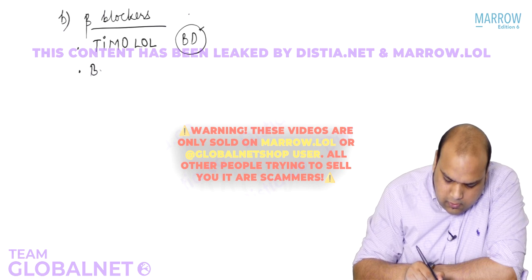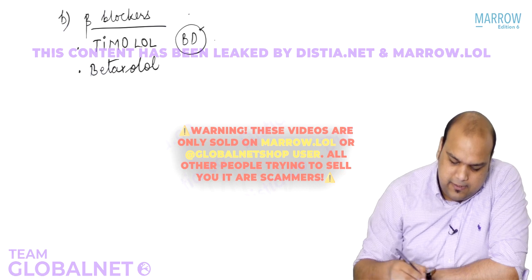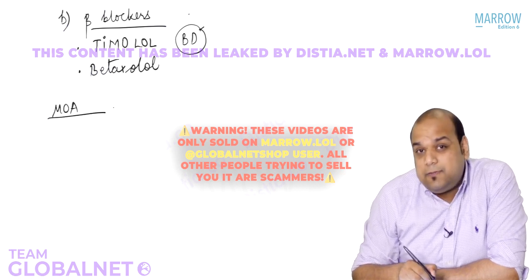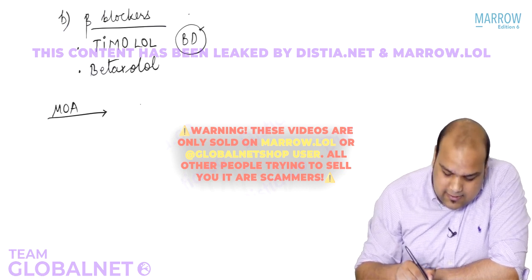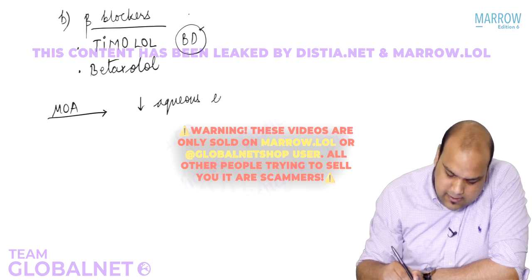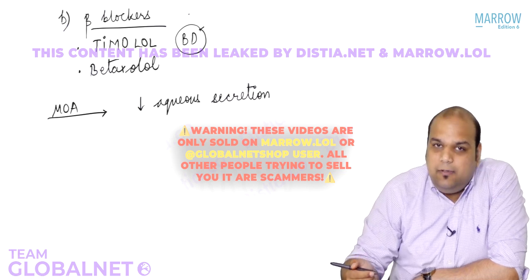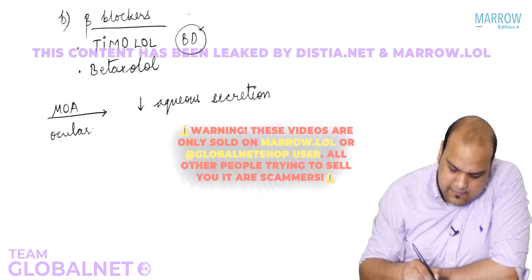Also, commonly or rather uncommonly, I can say, used is betaxolol. Okay? What is the mechanism of action for both of these? Beta blockers, everybody. Beta blockers will block the beta 2 receptors on the ciliary processes and will thus decrease the aqueous secretion by inhibiting the cAMP released. Okay, everybody? So, decreased aqueous secretion.